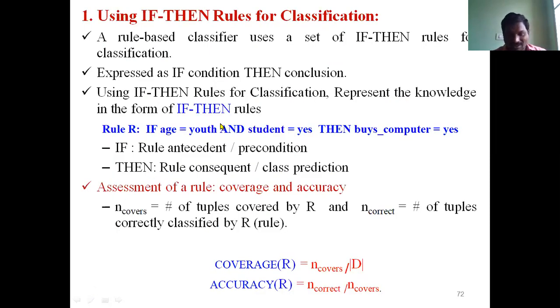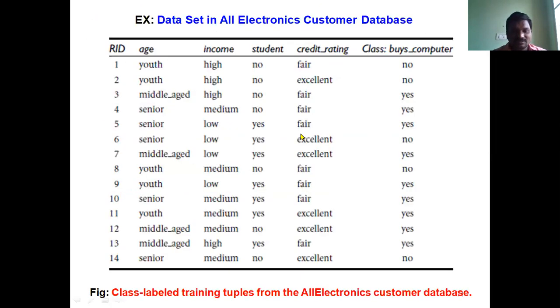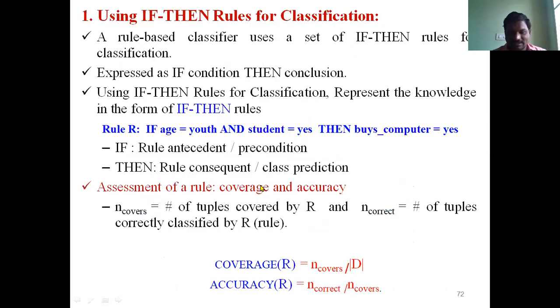Age equal to youth, and you may use and or, and student equal to yes. If age equal to youth and student equal to yes, then what is the conclusion? Buys computer: yes. A student is always buying the computer here. If the rule antecedent is the precondition, then the rule consequent is a prediction.